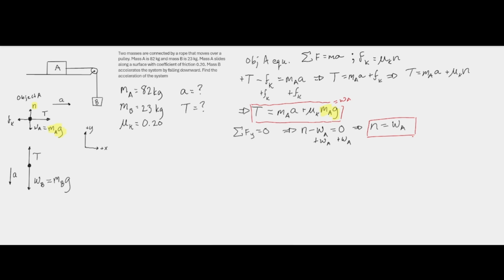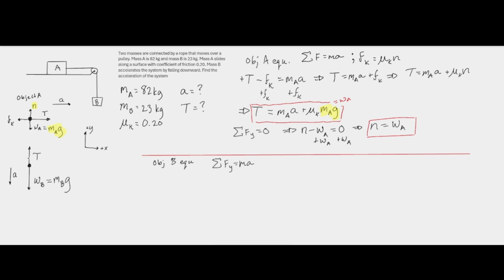Okay, now I'm going to look at the equations for object B. So if I draw a little line here, now we're just going to separate this, and we're going to look at the equations for object B. So this is the object B equation. And what do we have? Well, we're only interested in the vertical direction, so the sum of the forces in the y direction is equal to the mass times acceleration.